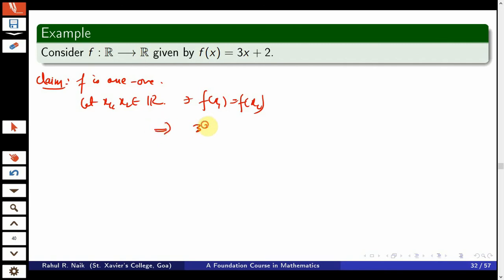So this implies 3x1 plus 2 is the same as 3x2 plus 2, and by simple algebra of real numbers, you can show that x1 is equal to x2. Plus 2 gets cancelled, and since 3 is non-zero, the 3s get cancelled. So this says that the function f is 1-1.